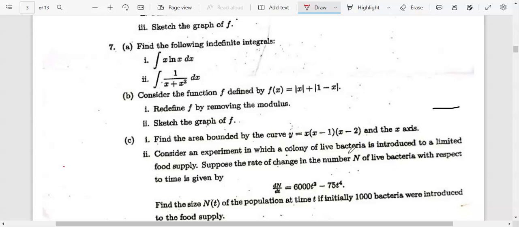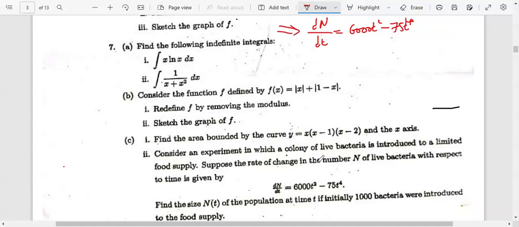Anyway, so consider an experiment in which a colony of live bacteria is introduced to a limited food supply. Suppose the rate of change in the number n of live bacteria with respect to time is given by dn over dt, which is equal to 6,000 t squared minus 75 t to the power 4. Find the size n(t) of the population at time t if initially 100 bacteria were introduced to the food supply.